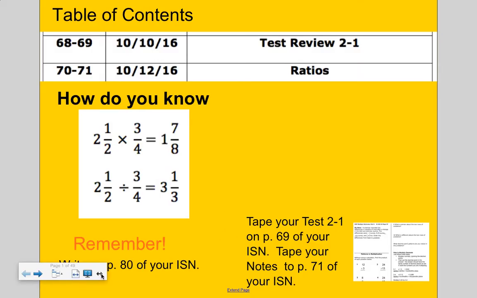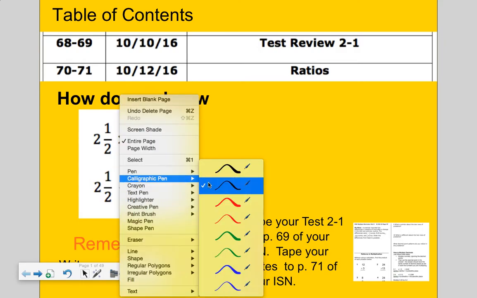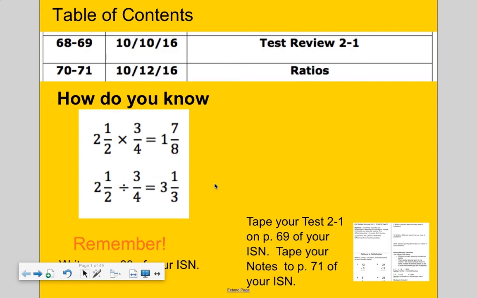This lesson is over ratios. So let's look at our "How do you know?" number routine. In this number routine, it says, how do you know that 2.5 times 3/4 is equal to 1 7/8, while 2.5 divided by 3/4 equals 3 1/3?